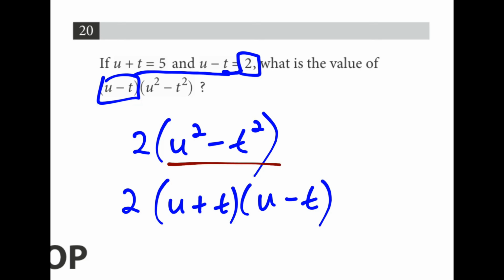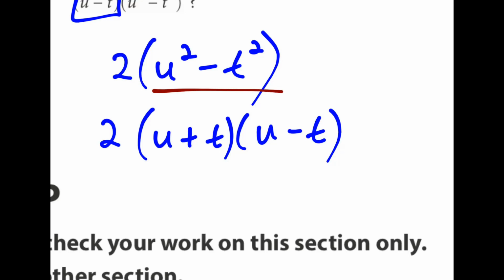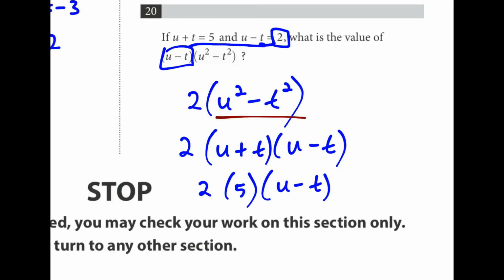And here is where I can replace u plus t with 5. So 2 times 5 times u minus t. Or excuse me, this last one can also be replaced with a 2. So 2 times 5 times 2 is 20. The final answer.